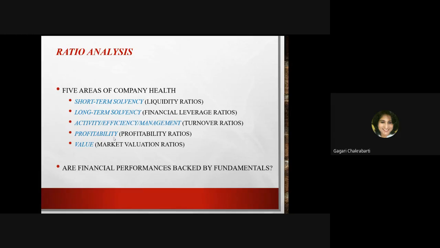So now I shall be separating these two areas: the valuation in the financial market and the other things that depend on the activities of the firm. And if these two match, then of course you have some merit in investing in that particular asset. So now comes the fifth area, the value. That gives us the market valuation.